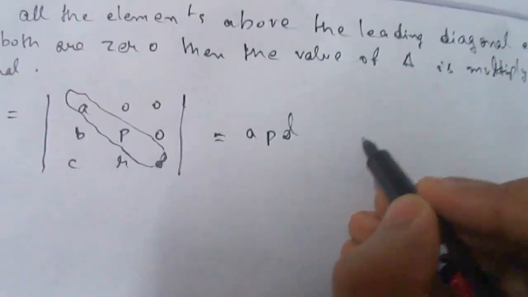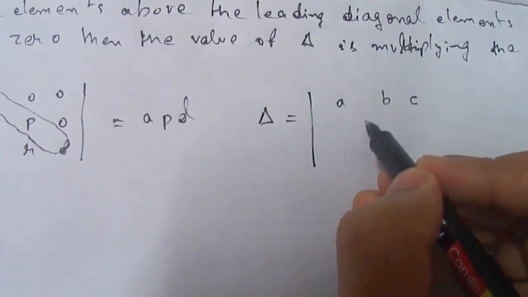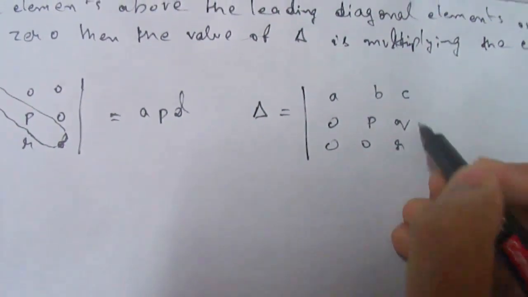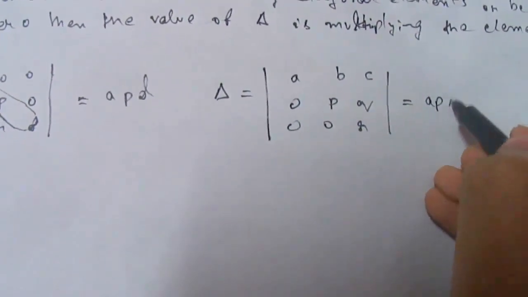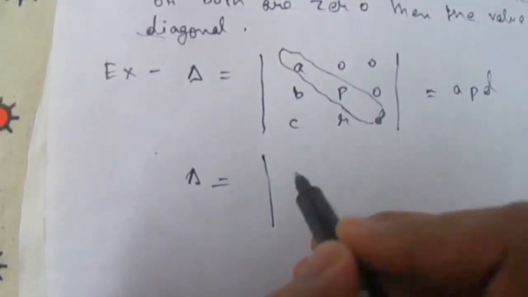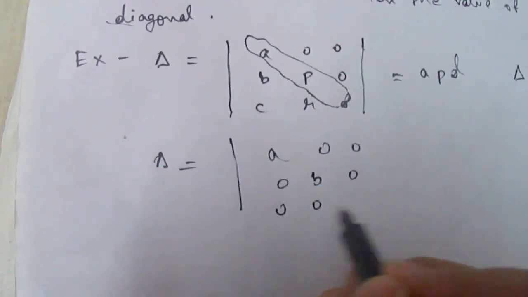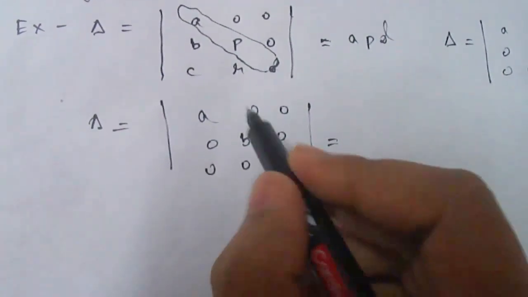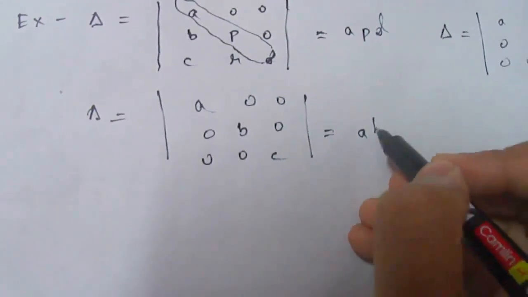So let us see another example. Suppose your del equals a, b, c, 0, p, q, 0, 0, r. So again the value of this determinant will be a, p, r. So let us see another example. Suppose your determinant is a, 0, 0, 0, b, 0, 0, 0, c. So again the elements above the principal diagonal are 0 and below it are also 0. So the value of the determinant will be the product a, b, c.